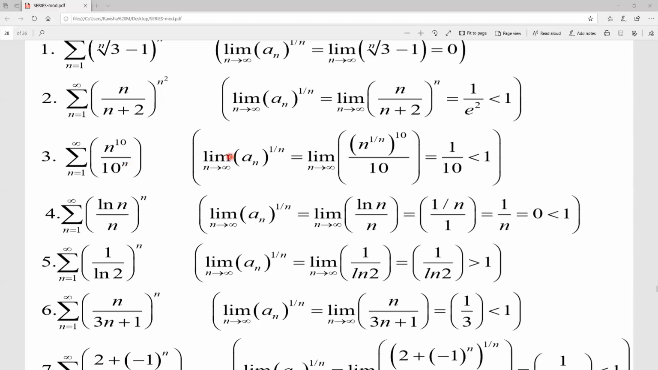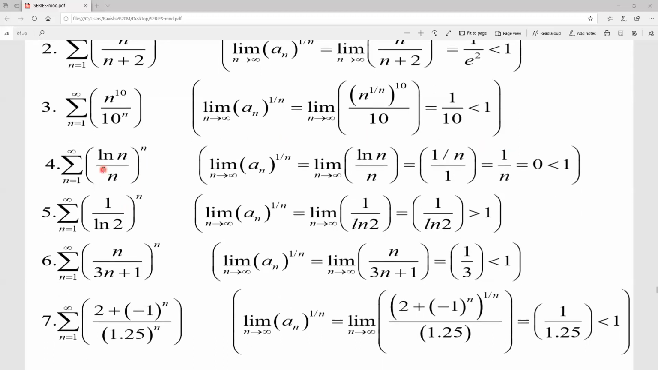So limit of a_n as n tends to infinity, whole power 1 by n. So the nth term I have written here. Here n and 1 by n cancel. So limit as n tends to infinity, n to the power of 1 by n, whole power 10, divided by 10. This is 1 in fact. 1 to the power of 10 is 1, so we get 1 by 10, which is less than 1. Therefore the series is convergent by the root test.